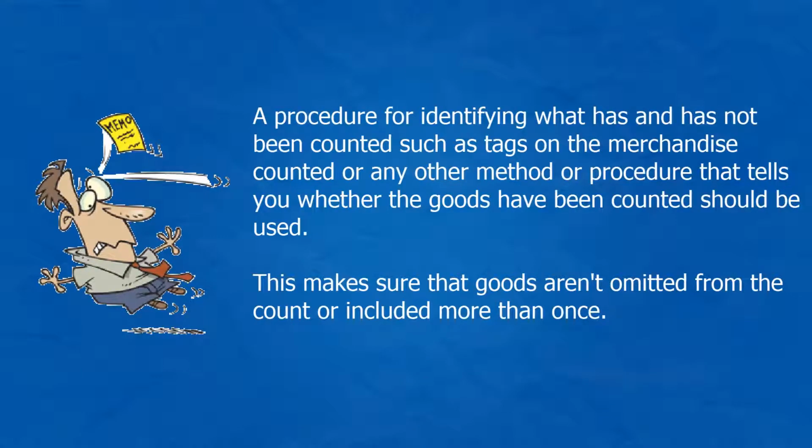A procedure for identifying what has and has not been counted, such as tags on the merchandise counted or any other method or procedure that tells you whether the goods have been counted, should be used. This makes sure that goods aren't omitted from the count or included more than once.